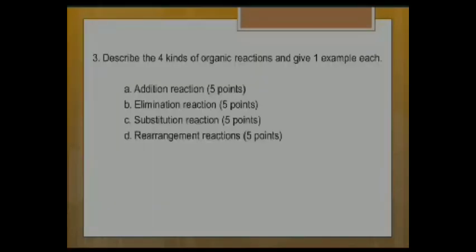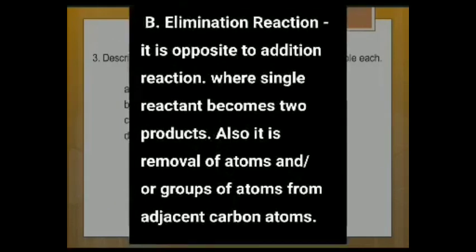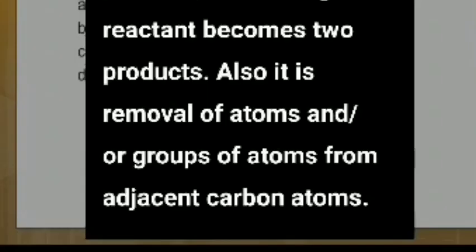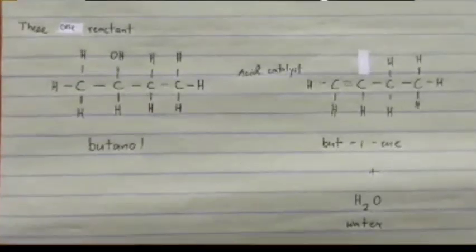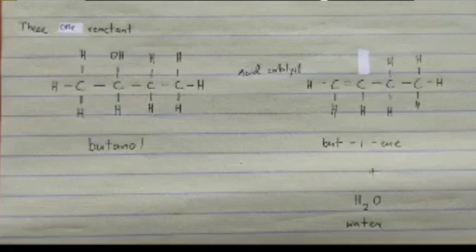Next, we have letter B, elimination reaction. It is opposite to addition reaction where a single reactant becomes 2 products. Also, it is removal of atoms or group of atoms from adjacent carbon atoms. Example, this one reactant, butanol, undergoes an acid-catalyzed reaction and yields butene and water.